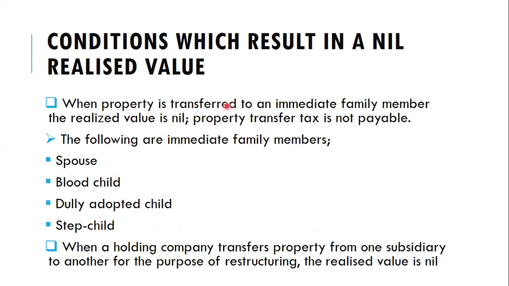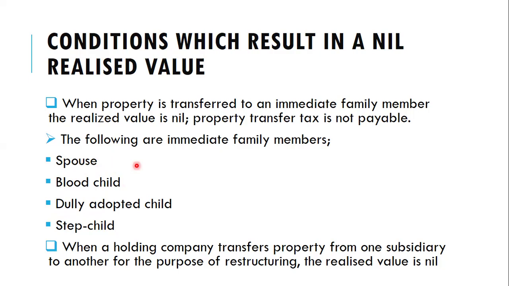When property is transferred to an immediate family member, the realized value is nil. Property transfer tax is not payable. So if you transfer a building, you transfer land, you transfer shares to your spouse, your blood child, your duly adopted child, and your stepchild, the realized value is zero. So it means you don't pay any property transfer tax.